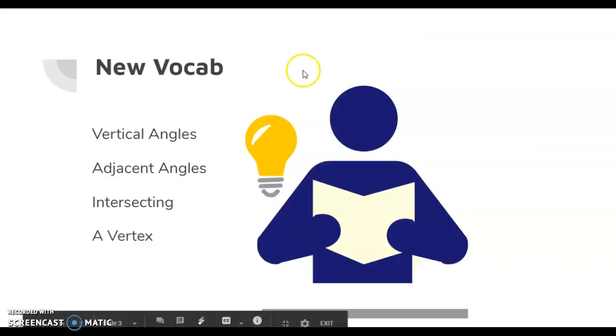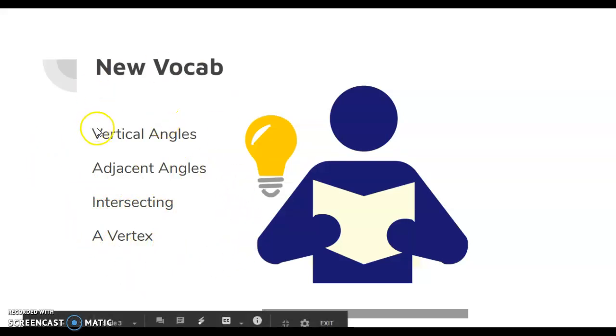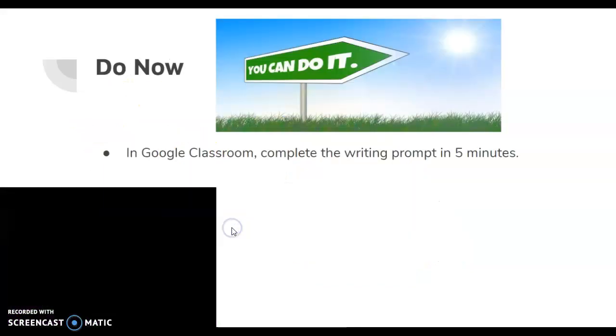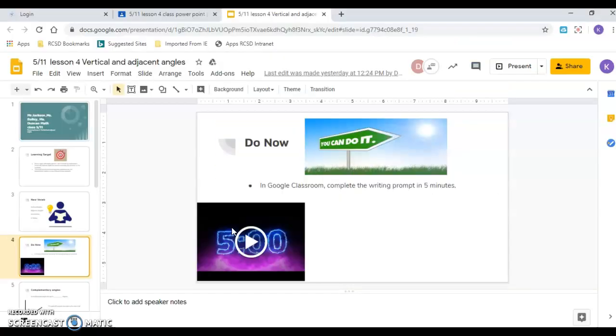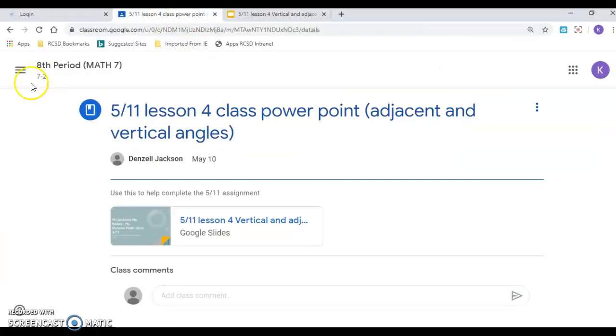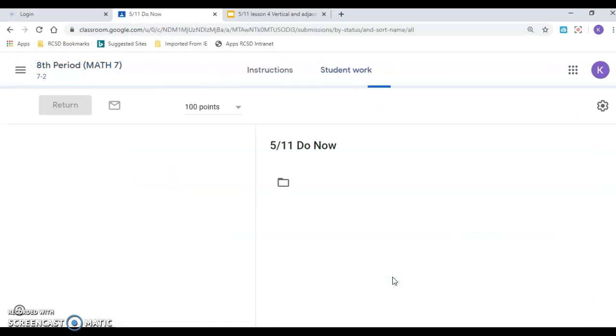Okay, new vocabulary for today's lesson: vertical angles, adjacent angles, intersecting, a vertex. So these are important ones to know. Vertical angles, we're going to go over them more in depth here. But first we're going to go over our do now for today. So I'm going to leave the slides here to show you where the do now is over here in the Google Classroom stream. So do now from 5/11.